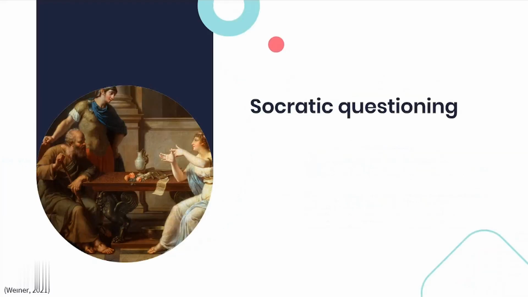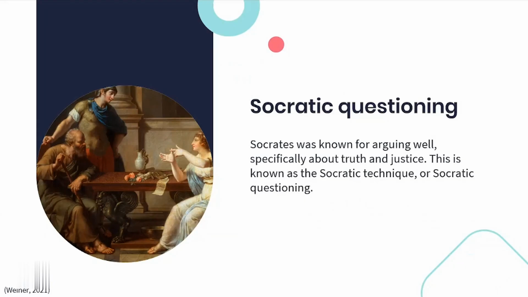Socrates had a profound talent, that of arguing and communicating, specifically about truth and justice. Therefore, the most noteworthy contribution to Western philosophy was Socrates' technique for arguing a point, known as the Socratic technique, from which Socratic questioning derived.